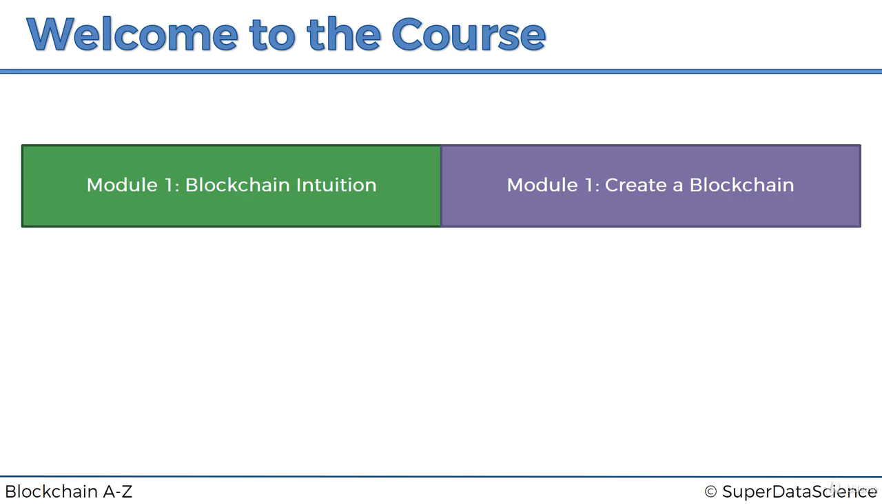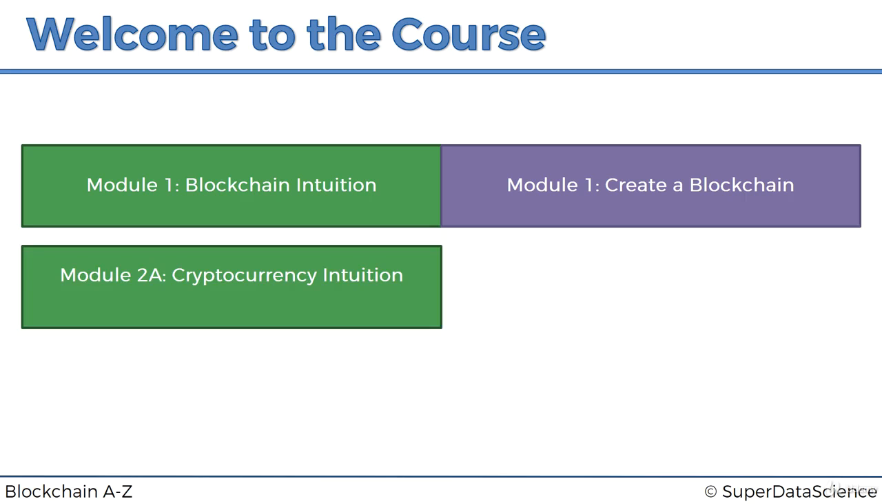Then after the intuition of Module 1, you will have the practical side of Module 1, which is creating a general purpose blockchain, where Adlan will walk you through step by step how to program your own blockchain. Then we'll move on to Module 2, which consists of two parts in terms of the intuition. Module 2a is the cryptocurrency intuition, where you will find out all of the fundamentals of how cryptocurrencies work. And Module 2b is the cryptocurrency transactions intuition, where we will dig even deeper into how transactions work for cryptocurrencies.